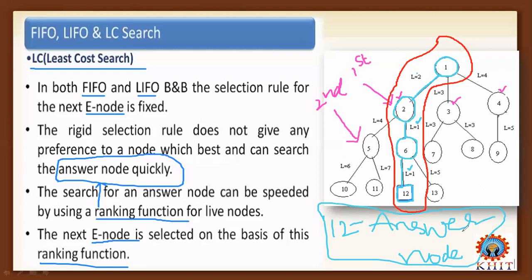Least cost search means that in each and every iteration, you need to find the least cost node, go there, and from that iteration keep on searching for the least cost node and establish a path. So here you need to find the answer node. The answer node is 12.